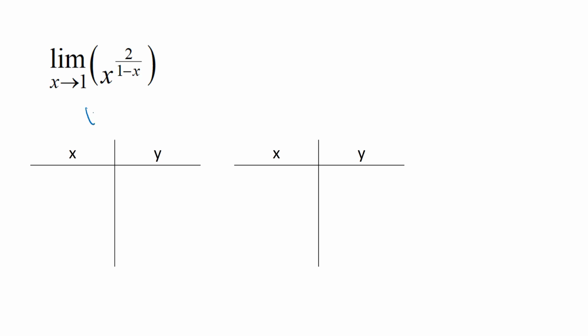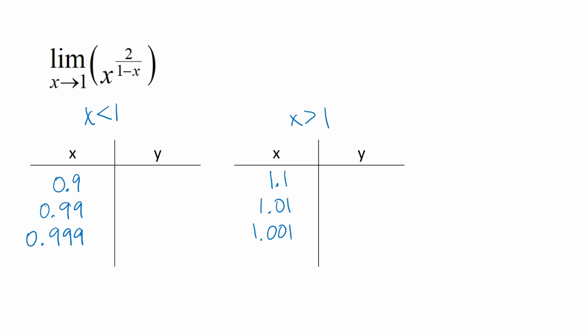So I'm going to make two tables here. I've got them already set up. I'm going to make one table for x values less than 1 and another table for x values greater than 1. So I want to pick numbers that get closer and closer to 1, but I want to start with some that are on the left side of x equals 1. So I might pick numbers like 0.9, 0.99, and 0.999. And then for the other one, I might pick numbers like 1.1, 1.01, and 1.001.